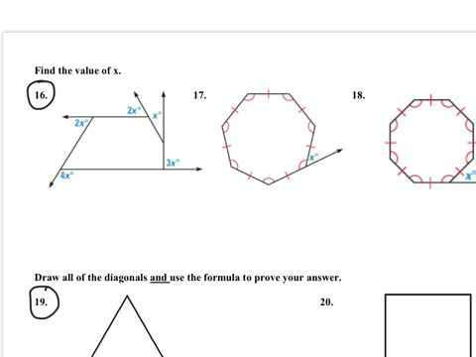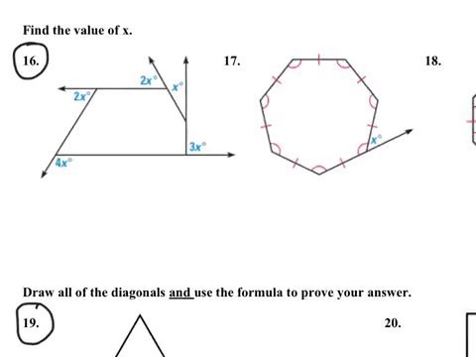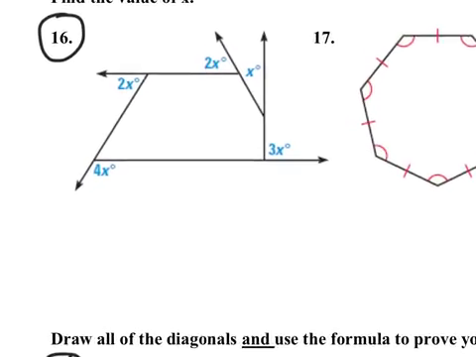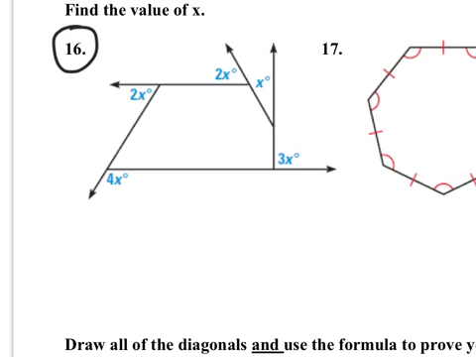Alright, let's move to the back. Find the value of x, it says in 16. Well, we know from our discussion on this page and from the homework that all the exterior angles have to add up to 360 degrees. And you can see that there is an x in every single one of the exterior angles in this polygon. So if we add them all together, set it equal to 360, we can solve for x.